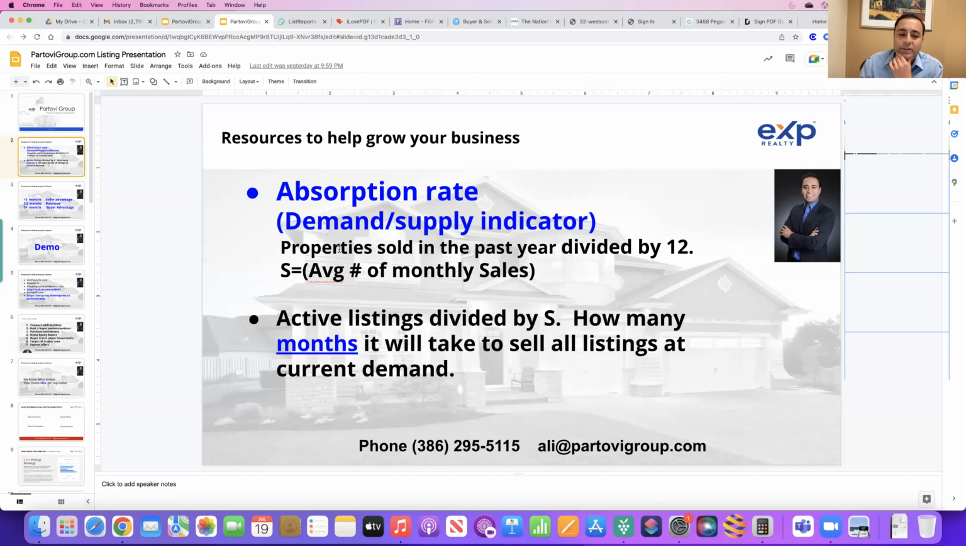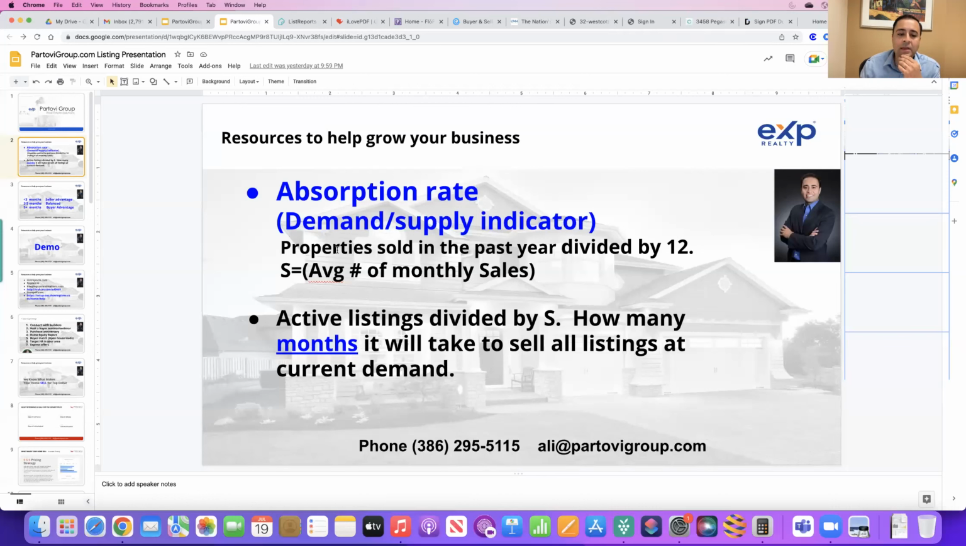So the way you calculate the absorption rate, most MLSs will calculate it for you, or they have a widget that'll do it automatically, but it's usually for the entire MLS, not necessarily for a neighborhood or a specific price point. I typically like to do it based on price point or a specific neighborhood. If you're in a market where you have condos, whether it's a metropolitan market like Chicago, New York, Atlanta, Minneapolis, Austin, Tampa, Washington, D.C., you can actually even do it on a specific condo building if your MLS breaks that data down.